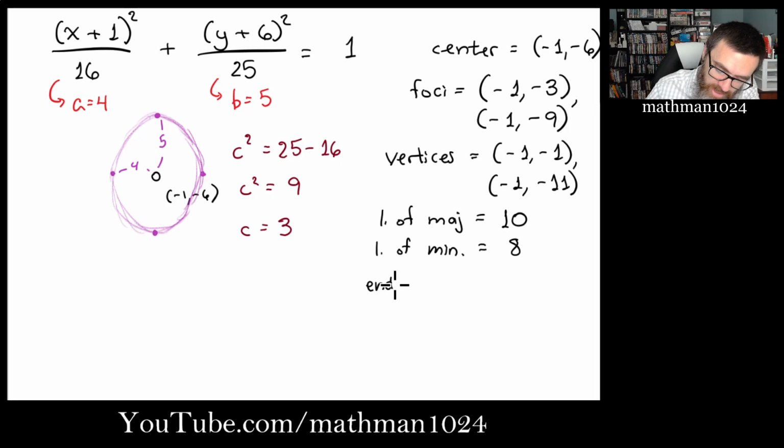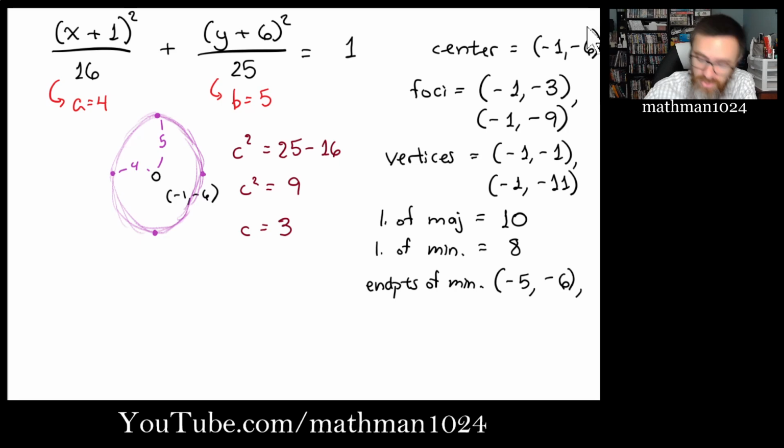And now let's talk about the endpoints of the minor axis. All right, so the minor endpoints are going to be left and right of center by 4 units. So if I go left of here by 4 units, that is -5 and -6. If I go to the right 4 units, -1 plus 4 is 3, so 3, -6.